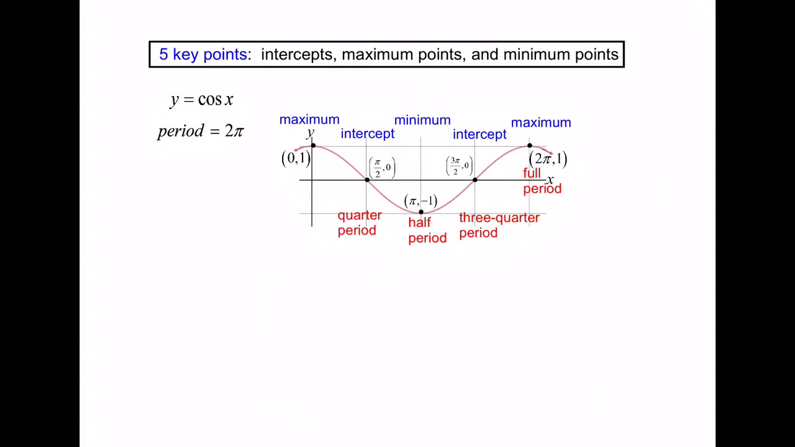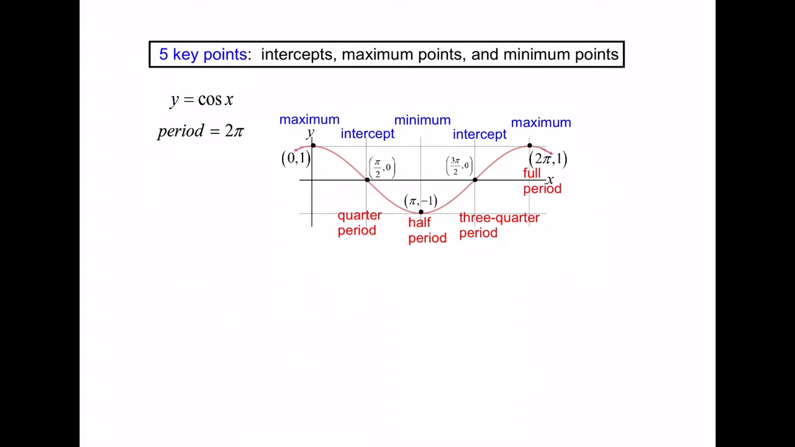Same thing as last time with the sine function. You've got 5 key points: your intercepts, your max, and your min points. Your period is still 2 pi. Your beginning is no longer an x-intercept. Your beginning is a maximum, and then at the quarter marks are where your intercepts are, and the beginning, the middle, and the end is where you will have your max and min points as you go through there.